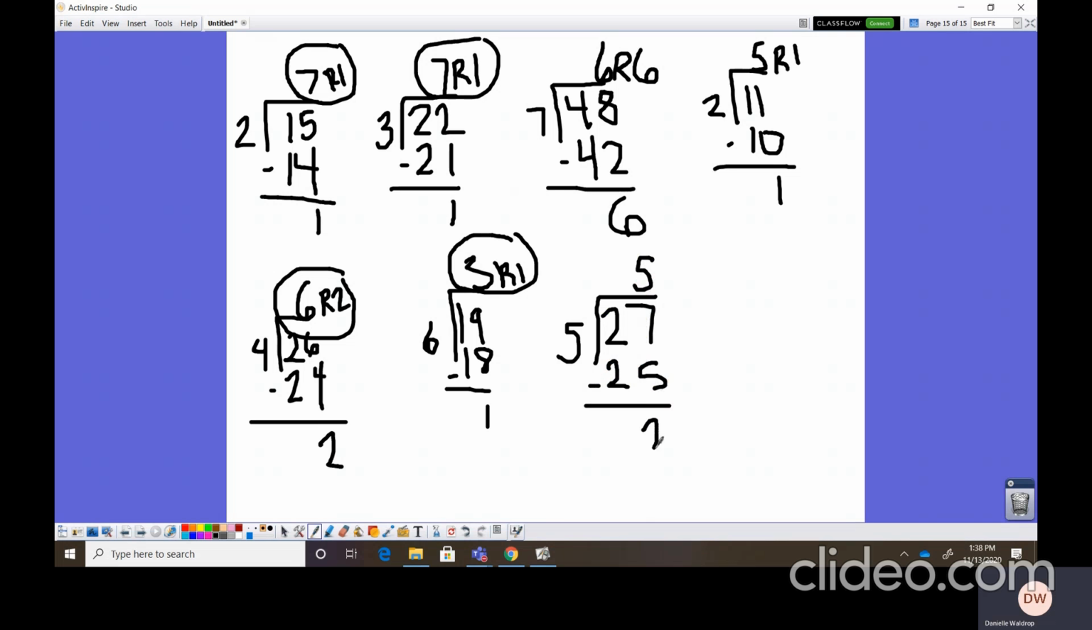Subtract. 7 minus 5 is 2. 2 minus 2 is 0. Your divisor is bigger than the number here, so you know you're done. That's your remainder. 5 remainder 2.